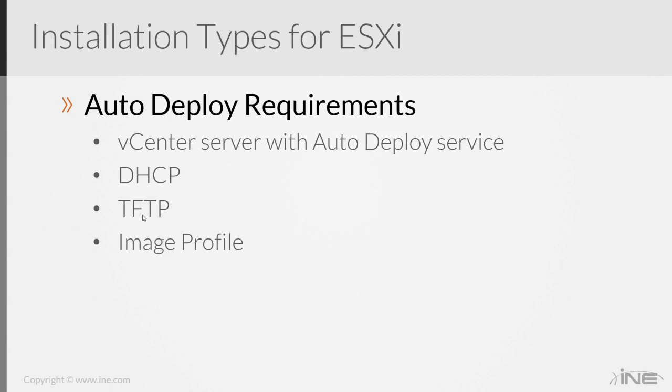So TFTP server now. We need that. Well, the TFTP server contains basically the boot and config file that points the host to the auto deploy server. The host would then make a boot request to the auto deploy server. And image profiles. So an image profile is basically a bunch of ESXi software packages, and these are called vSphere installation bundle or VIB files. Based on the information that the host presents to the auto deploy server, the correct image profile would be downloaded to the host via HTTP.